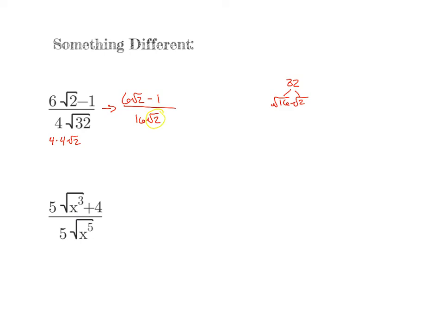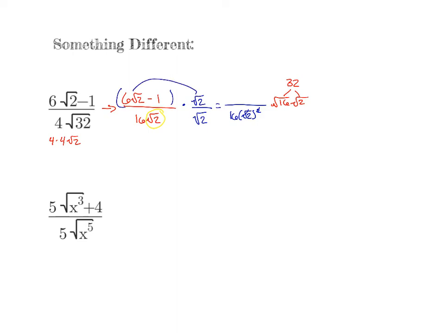Well, the easiest way to rationalize a square root is to multiply it by itself. So what we're going to do is multiply the denominator by the square root of 2, which will give us 16 times the square root of 2 squared, and these will end up canceling each other out, which is what we want. And then what we do to the denominator, we have to do to the numerator.